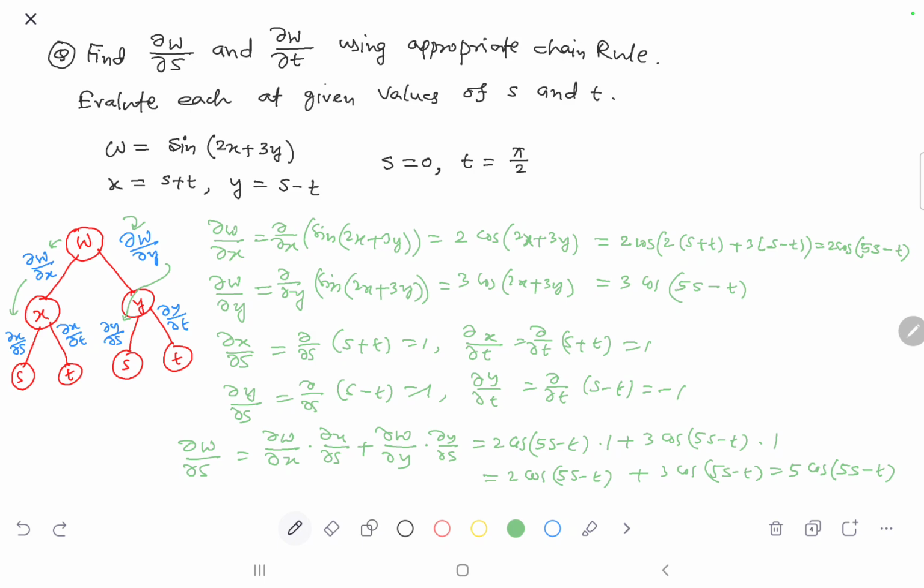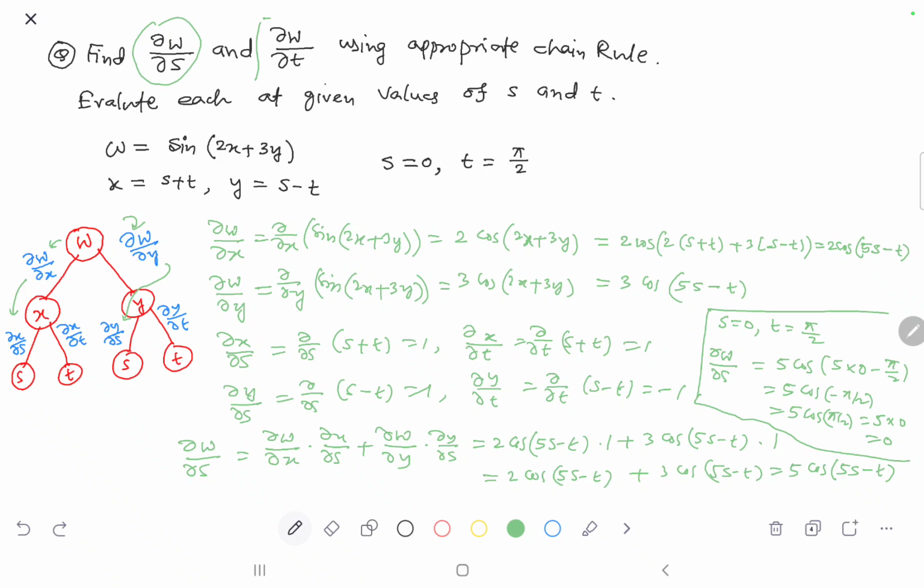All right. Okay. So now you put s equal to 0, t equal to pi by 2. If you put that, then we get del w del s equal to what? 5 of cosine 5 into 0 minus pi by 2. So what should we get? 5 of cosine minus pi by 2. We know cosine minus theta is cosine theta. So 5 of cosine pi by 2. So cosine pi by 2 is 0. So 5 into 0, so 0. Fine, clear? Yep. So we calculated del w del s.